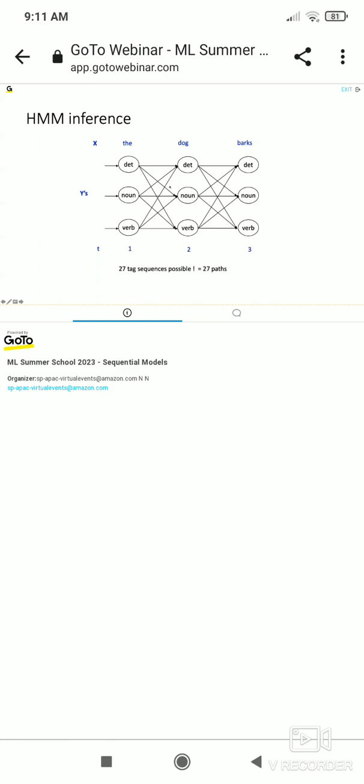We have to do this efficiently in HMMs. If we do it in a brute force way, there are 27 possible paths, since there are 3 states and the sequence length is n. So in order to do it efficiently, what we use in HMM is Viterbi decoding, which is popularly known as dynamic programming.